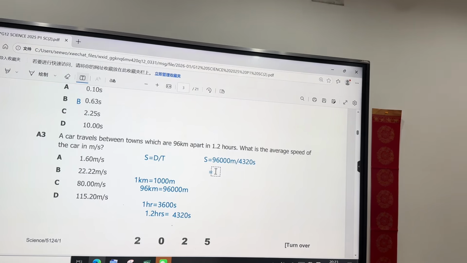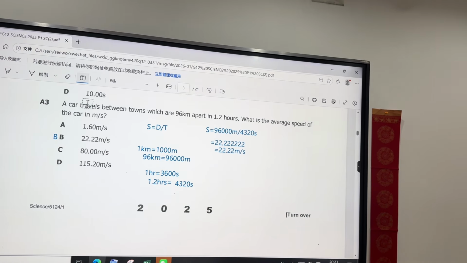So 96,000 divided by 4320. Okay, so I'm getting 22.22222 like that, which we can just round off to 2 decimal places and say this is the same as 22.22 meters per second. So this corresponds to answer choice B. So the best answer here was B.